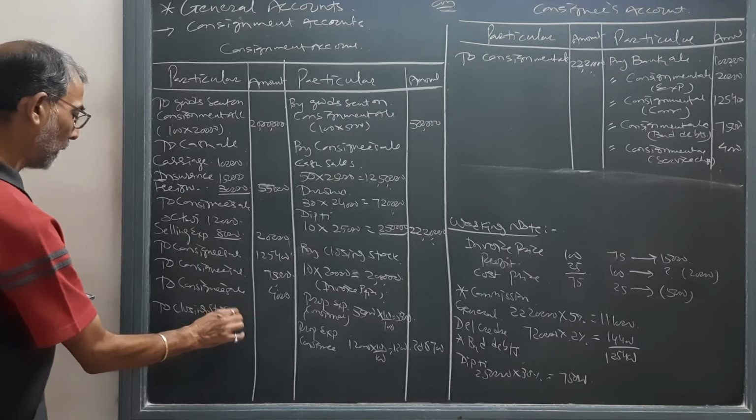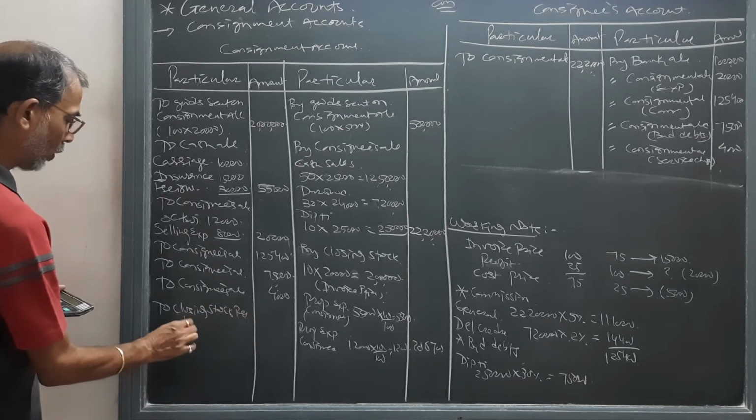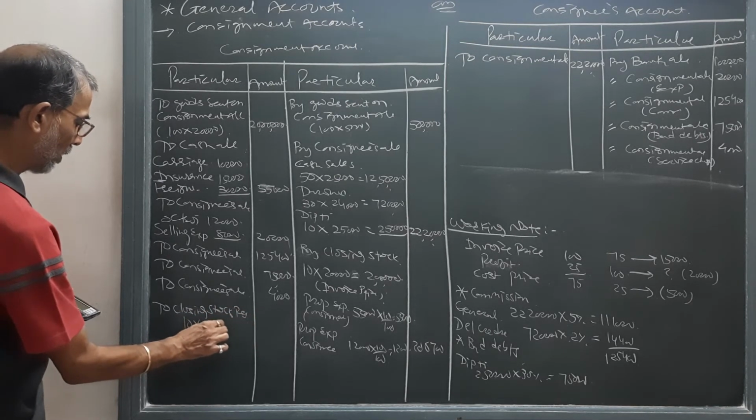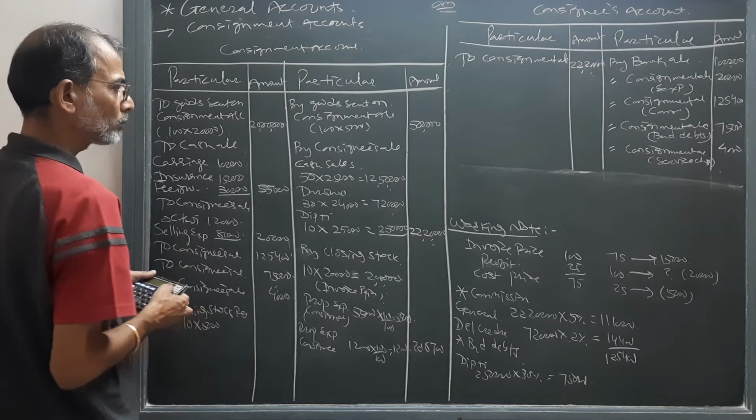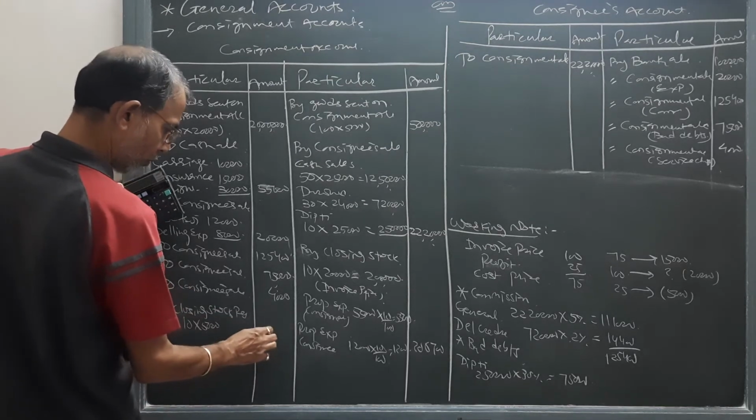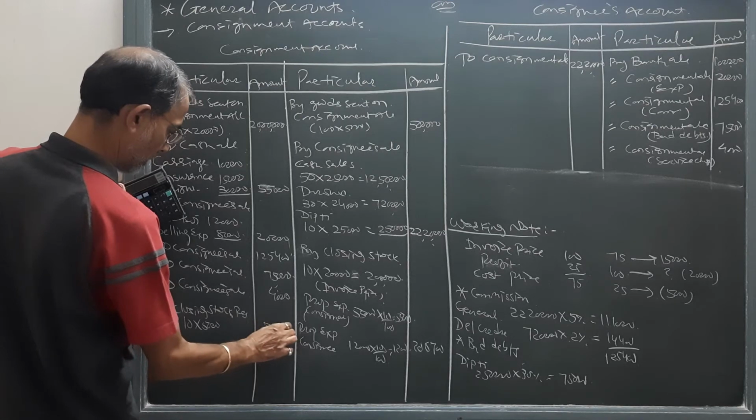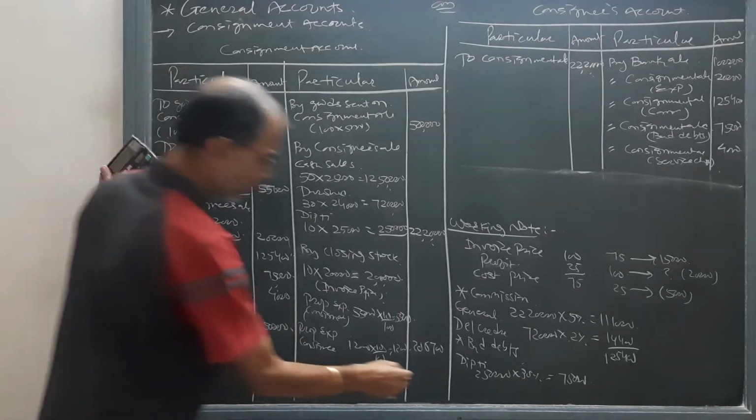And reserve for that will be to closing stock reserve on 10 TV, it is 5,000. So 50,000.